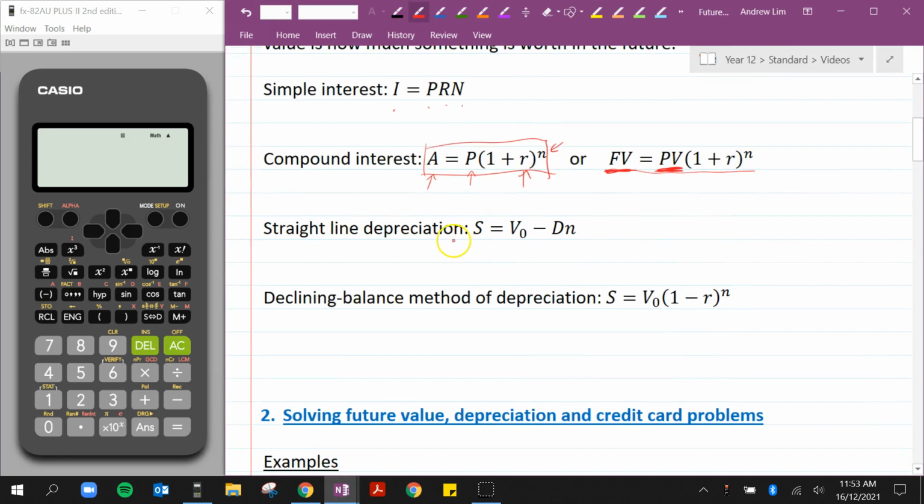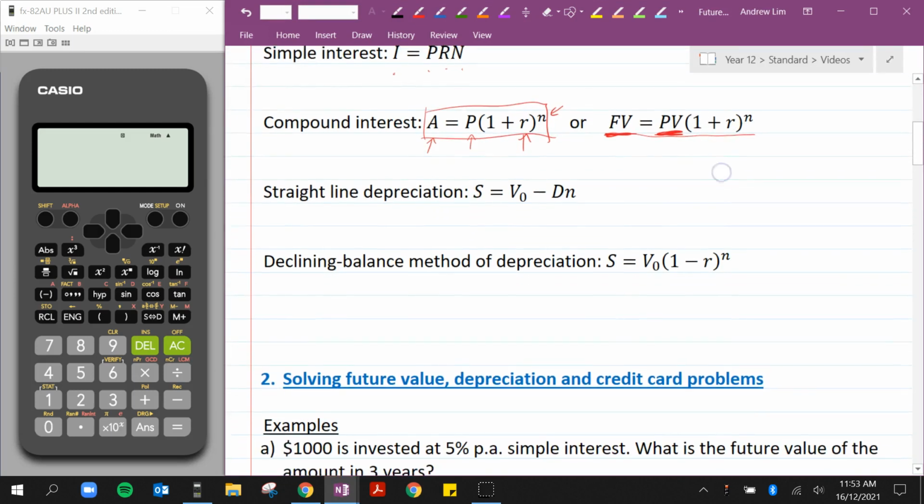Straight line depreciation, if a question were to ask you that in HSC, it will specify straight line depreciation. Or it might say a dollar amount per year or per time period. Okay, it could be per month.